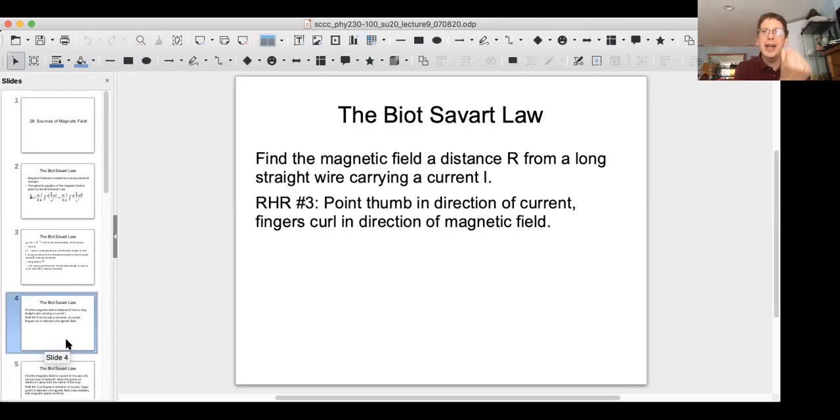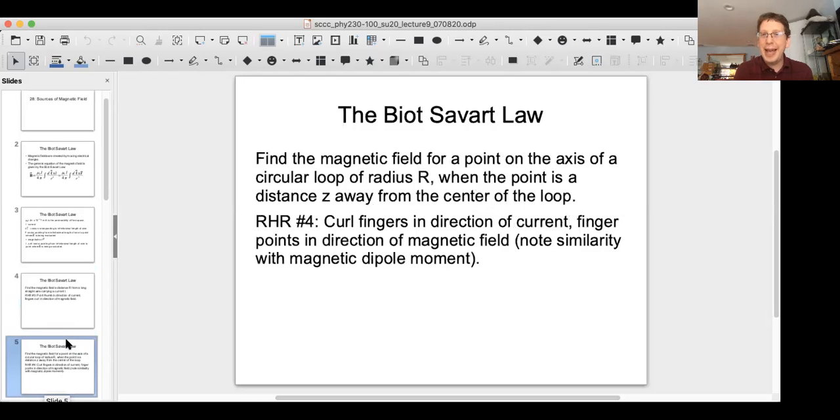And so if you define x as the direction of the current, and y as the direction from the wire perpendicularly to the point where the field is evaluated, then the positive z direction is the direction of the magnetic field. So if you move point P in a circle around the wire, the magnetic field will curl perpendicularly to R, so it'll follow the arc of the circle.